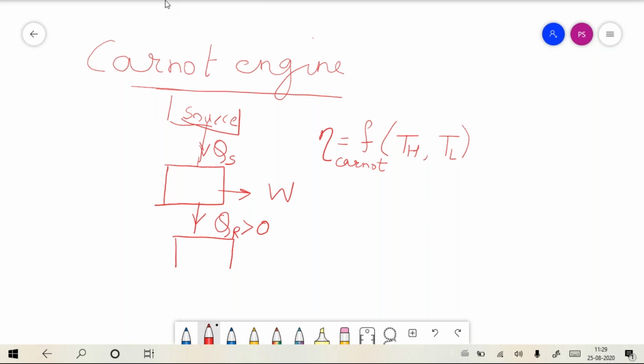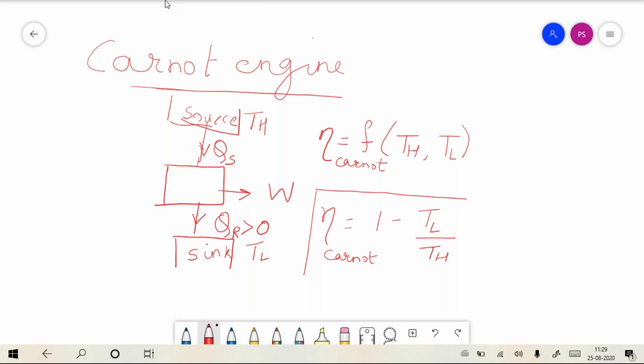So on what parameters would the efficiency depend? The efficiency of the Carnot engine would depend upon the source temperature, that is TH, and the sink temperature, that is TL. Whenever you are interested in finding the efficiency of the Carnot engine, we would express that efficiency in terms of the source temperature and sink temperature. This expression which I am writing down gives us the efficiency of the Carnot engine.